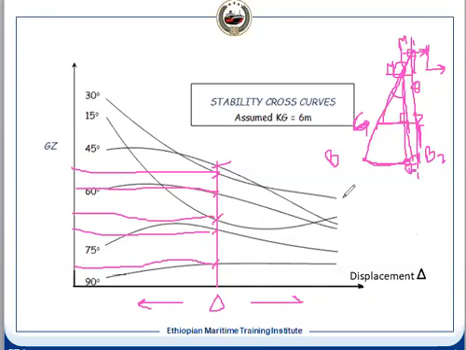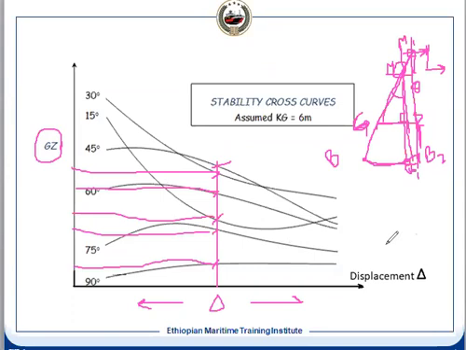Suppose the ship is loaded at a particular displacement, because displacement will keep on changing depending on the loading. Suppose a particular ship loading is this. So we know at different angles of heel what our GZ will be, because GZ is what we are interested in. GZ gives us the transverse stability. We cannot use the formula we have for small angles of heel, so this kind of curve is drawn.